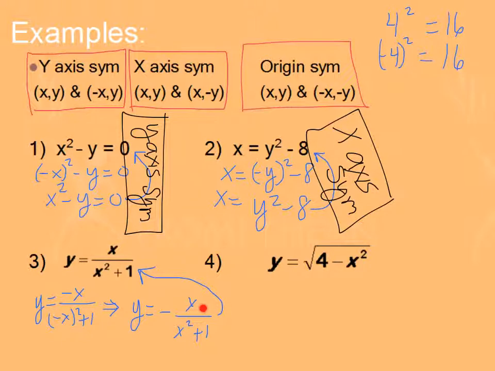Okay, so what I did is I changed the x value, but I got the exact opposite y value because of that minus sign right there. So if you look at your three options up here, which one, when you change the x, also changes the y? And you should see, oh, that happens on origin symmetry. So this one ended up with origin symmetry.